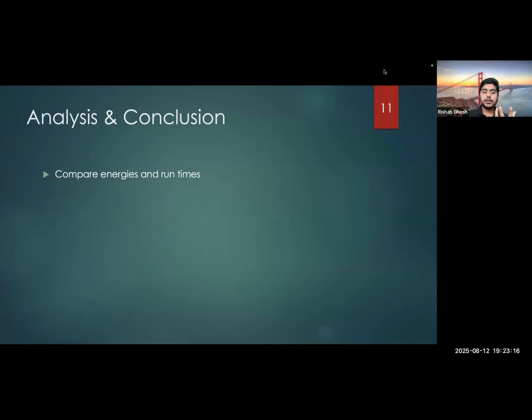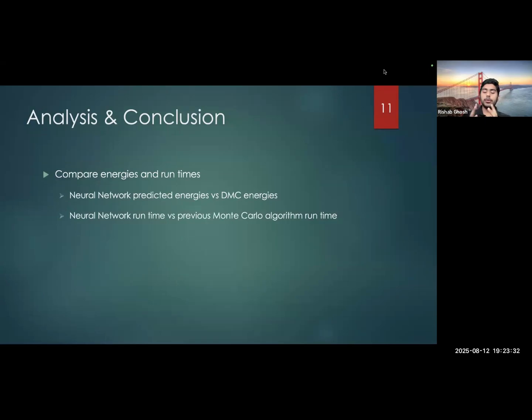And so for analysis and conclusion, again, we'd like to compare energies and runtimes, specifically our neural network's predicted energy values versus what the actual diffusion Monte Carlo energies are that our software QMCPACK gives us. Then we want to assess our neural network's runtime versus our previous Monte Carlo algorithm's runtime and see the difference in runtime and processing time between the two.